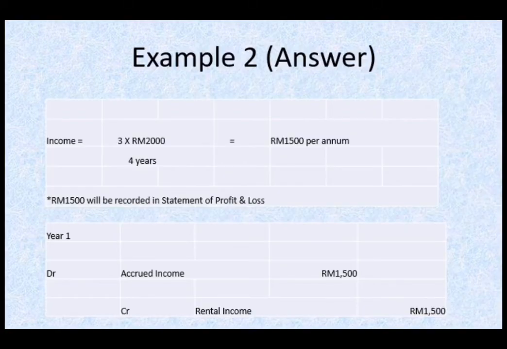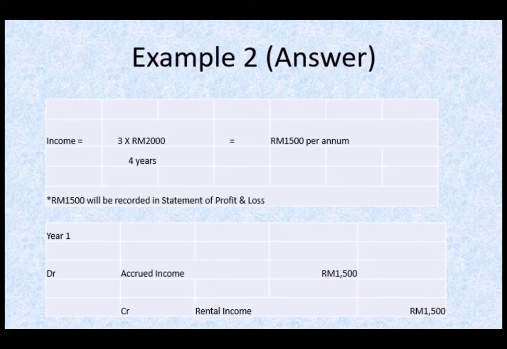Based on what you have got from the question, you need to go through and look at the rental income per annum, and be careful as there are only three payments to be included in the first year, as they got a free rent from Samsung Tech. This is the calculation to find the rental income per annum: 3 years times 2000 divided by 4 years, and then we get 1500 per annum. So it will be included in the statement of profit and loss.